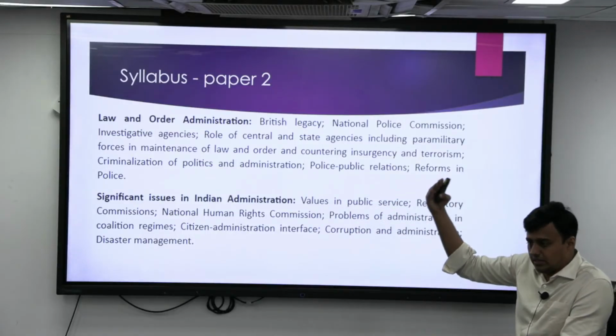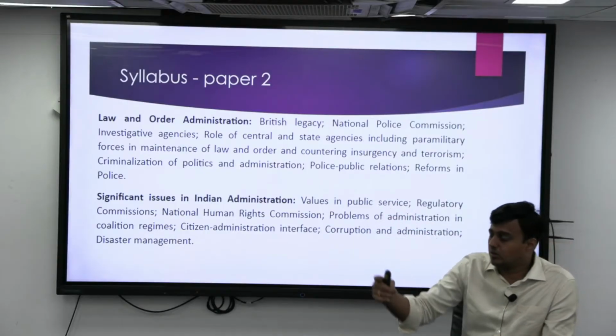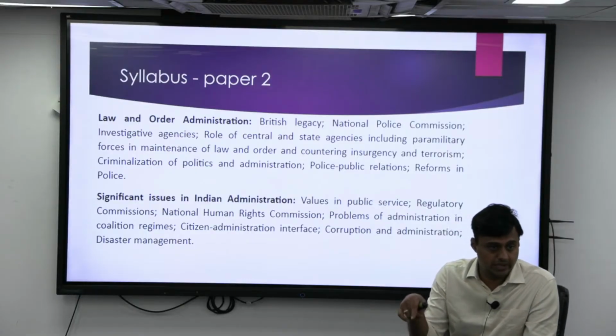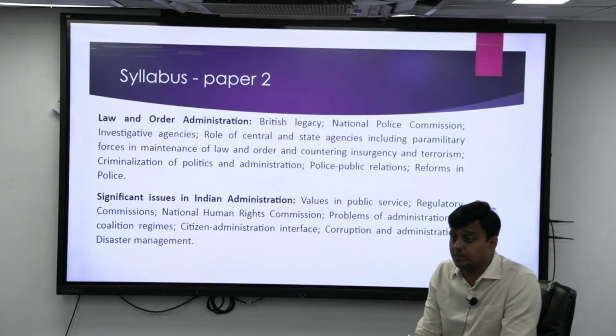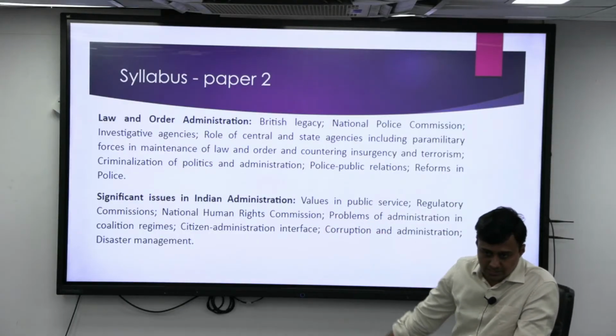Same way, I think even in politics you would have heard sometimes about criminalization of politics. Remember, according to ADR, 45% of Lok Sabha MPs in the 17th Lok Sabha have criminal charges against them. How did that concept come up? All of that we'll discuss.